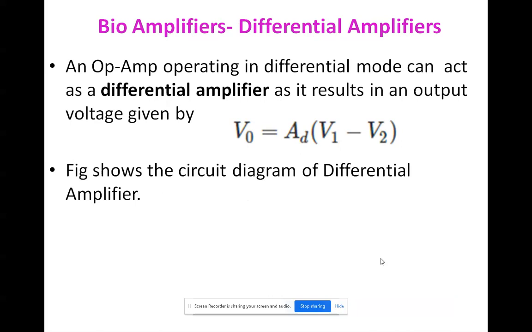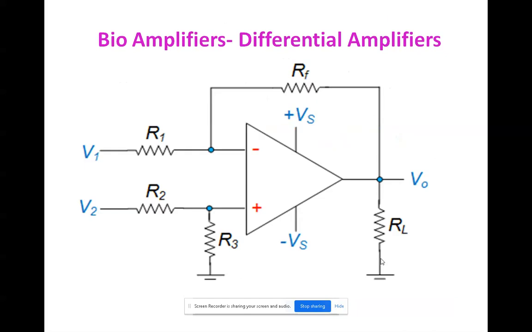So an op-amp, operational amplifier, operating in differential mode, can act as a differential amplifier. This is the operational amplifier, op-amp. So here you are going to use the combination of inverting and non-inverting amplifier. So what is inverting and non-inverting? In an inverting amplifier the output will be opposite to your input. In a non-inverting amplifier the output will be similar to your input.